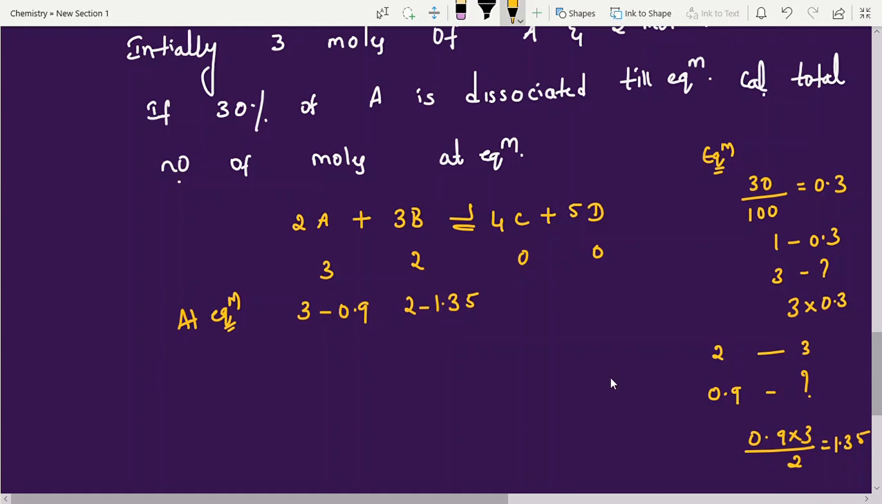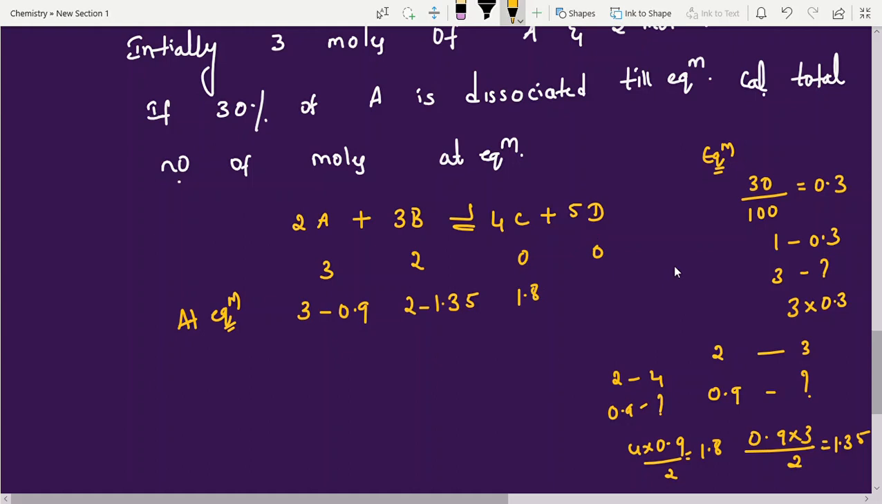Next step here, what we will take, students? Here 2 is to 4. 2A means 4 moles of C appearance. Here you can equate these two also, 3B 4C, 3B 5D also. Anything you can equate. I am taking A and C. See, 2 is to 4. Then 0.9, how much? 4 into 0.9 by 2. Yes, you will get 1.8.